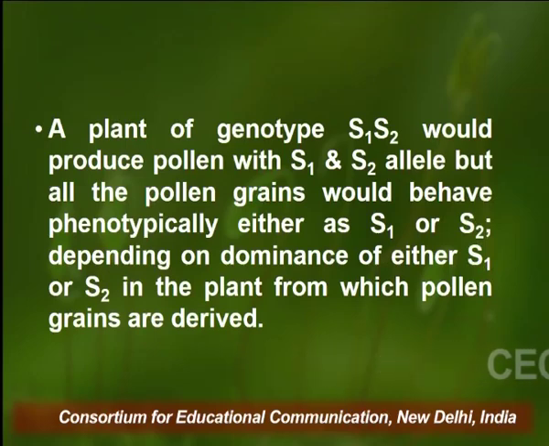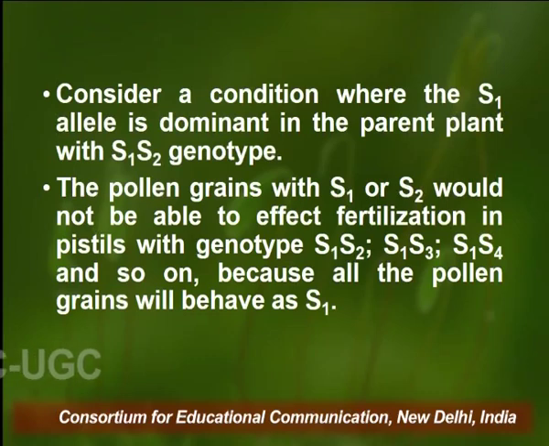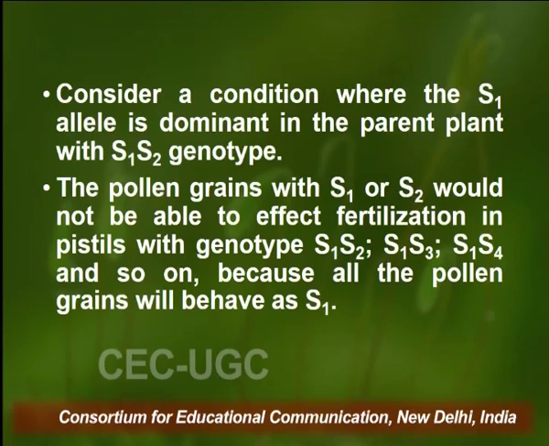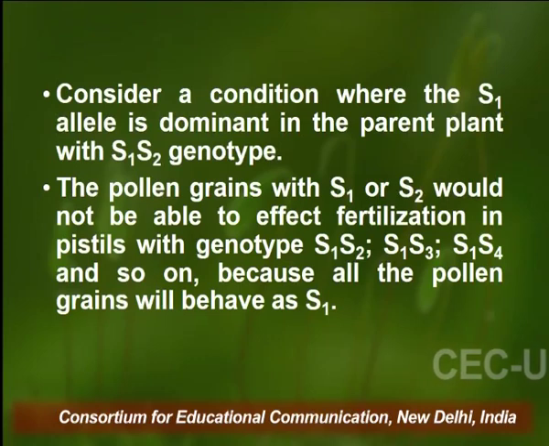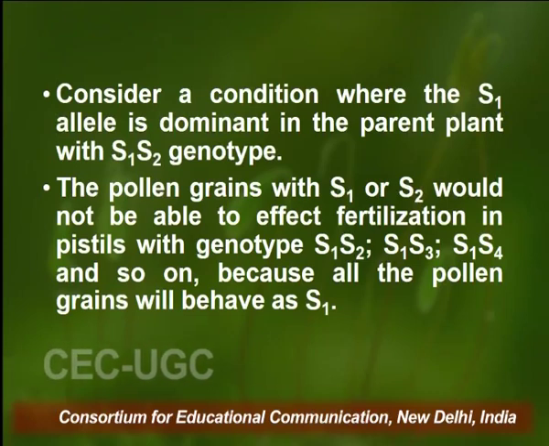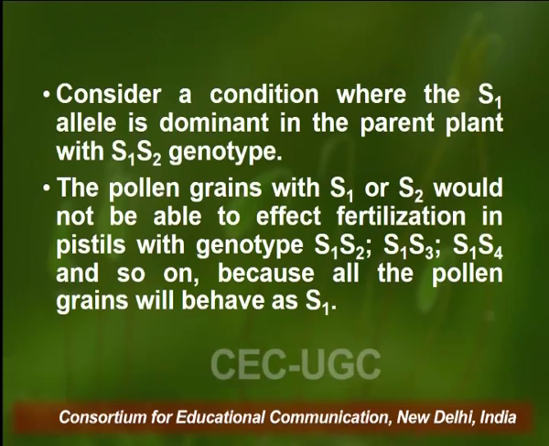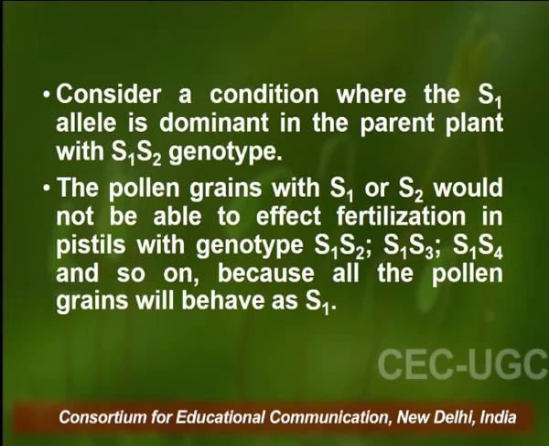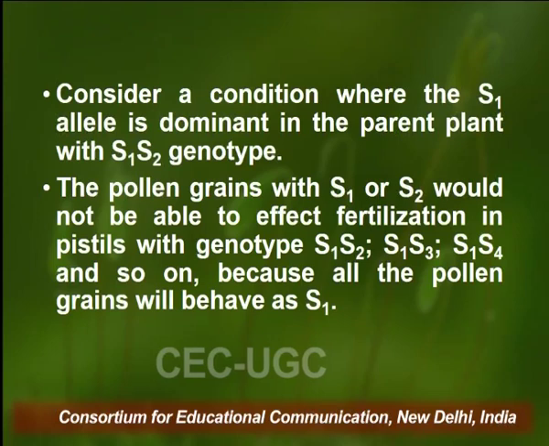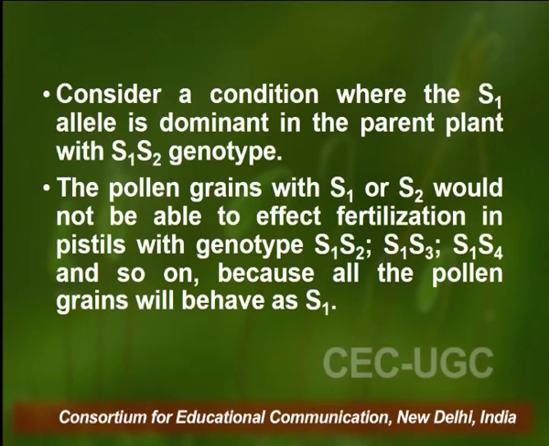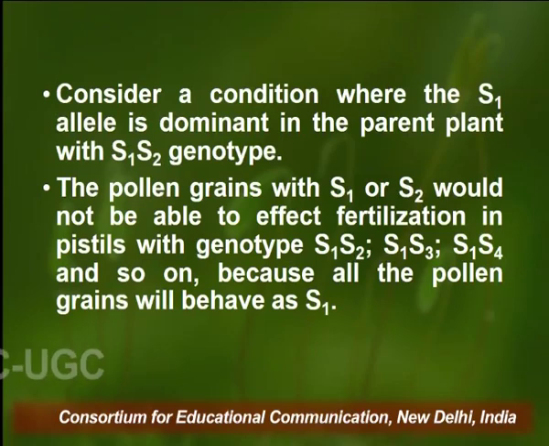Now consider a condition where the S1 allele is dominant in the parent plant with S1, S2 genotype. The pollen grains with S1 or S2 would not be able to effect fertilization in a pistil with the genotype S1 S2, S1 S3, S1 S4, and so on, because all pollen grains will behave as S1, and S1 is then common in the pistil as well. So there will be no fertilization.